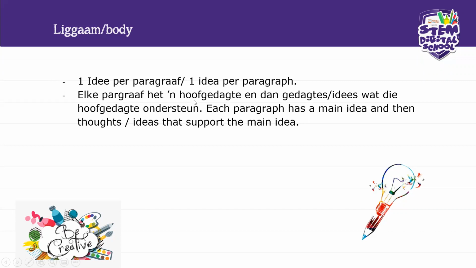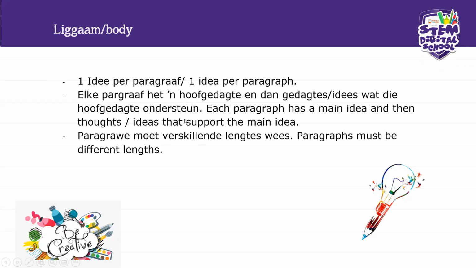Each of the paragraphs has got a main idea. And then gedagtes of ideas wat die hoofgedagte ondersteun. So then there's going to be ideas that support the main idea. So for instance, you write about how the person looks, so dan kan jy sê hy lyk soos 'n weerwolf, and then you describe how the weerwolf looks, hairy and ugly yellow teeth and he's smelly and something like that. Then the third bullet point, paragrawe moet verskillende lengtes wees. Paragraphs must be different lengths.